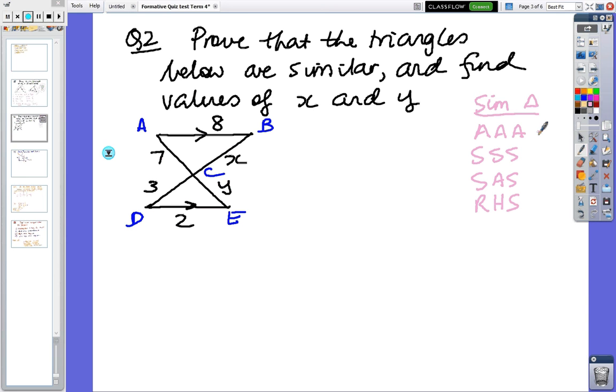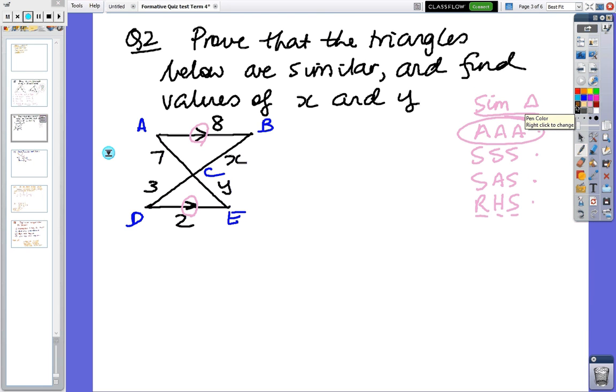AAA is all angles the same, sides in the same ratio, 2 sides in the same ratio with the internal angle the same, and the right angle, hypotenuse and sides are in the same ratio. Okay, so have a go, work out which you've got, but the clue is, whenever you have parallel lines, you've got angles. So I'll give you a clue, it's going to be the AAA. So can you have a go, and when you're ready, come back live.